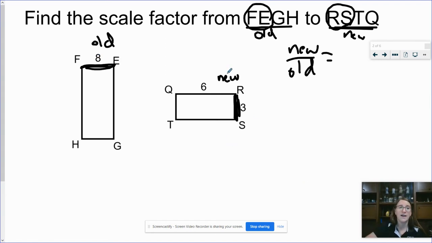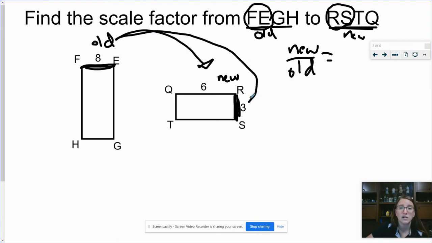So think for a second. If I'm going from here to here, is my shape getting bigger or smaller? I'm going from 8 to 3. This is obvious, but if I'm going from 8 to 3, is my shape getting bigger or smaller? Smaller, right? 8 shrinking down to 3. So what that means is our scale factor should be less than 1. If it's not, we just need to flip it.